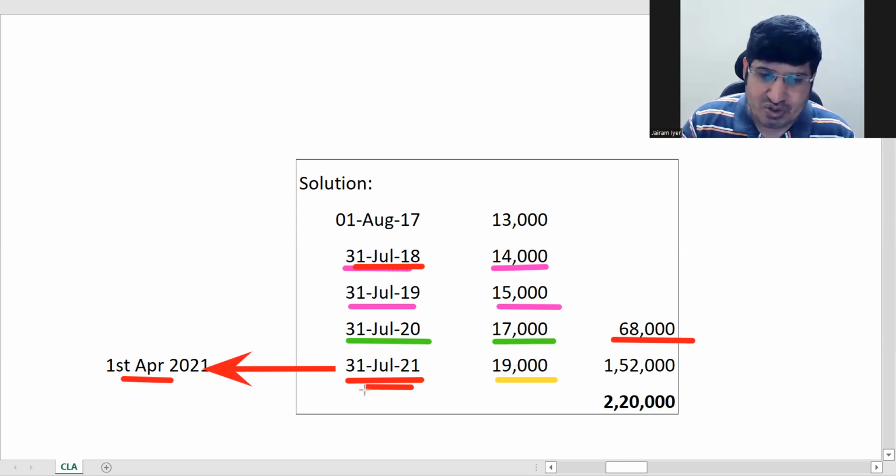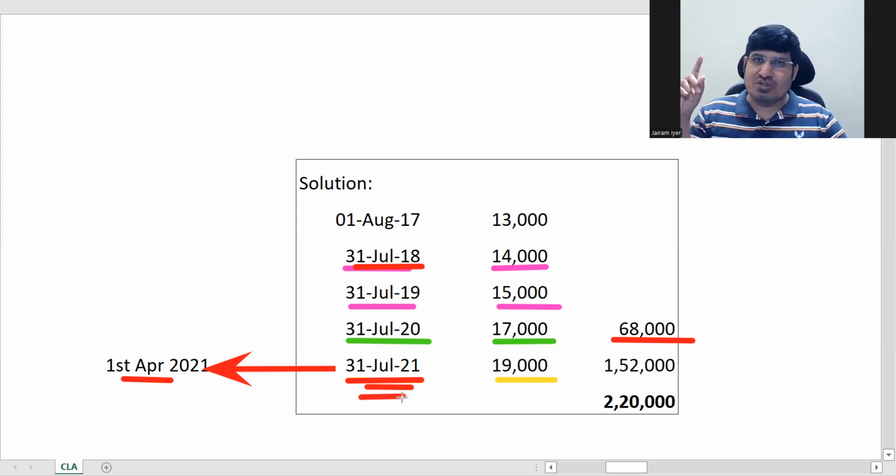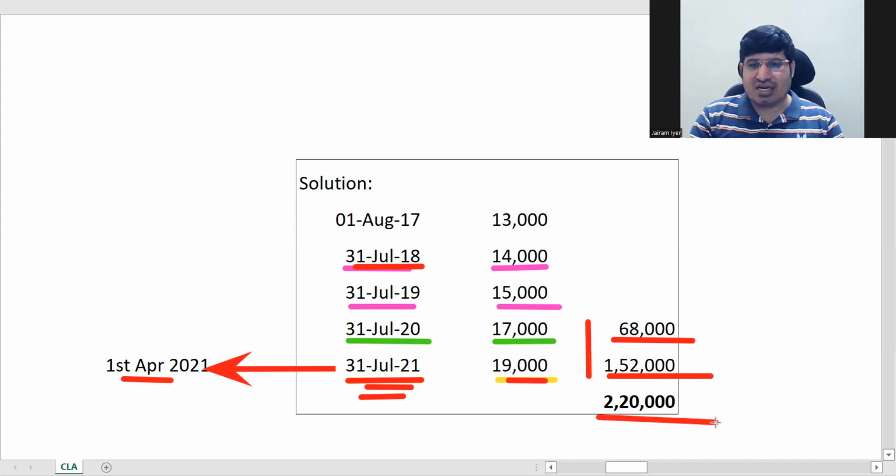Now July, after July comes August, right? So August 2021 to March 2022 are 8 months. So salary is 19,000 into 8, which is 1,52,000. So if you add these two, you will get his salary of 2,20,000.